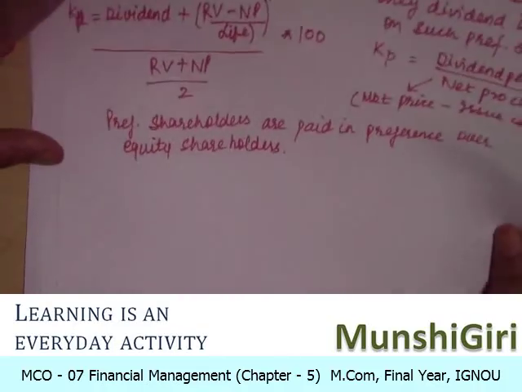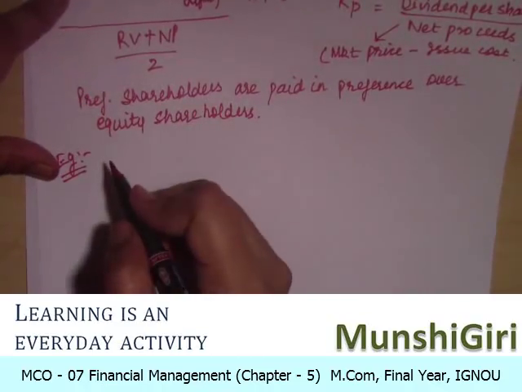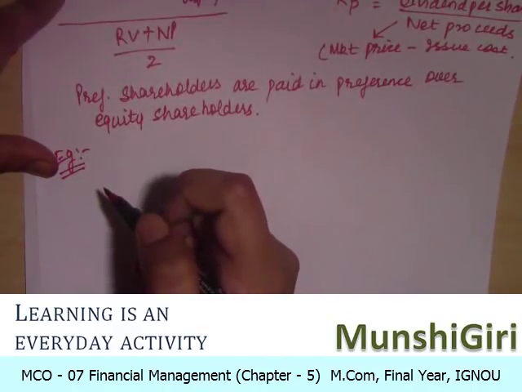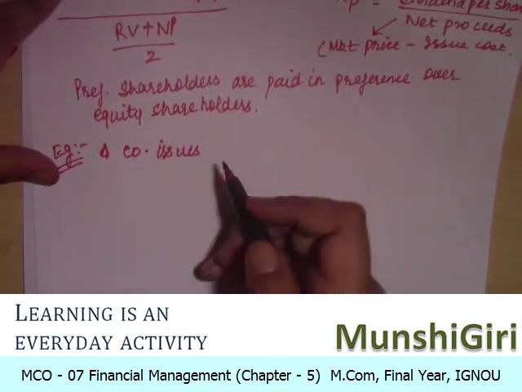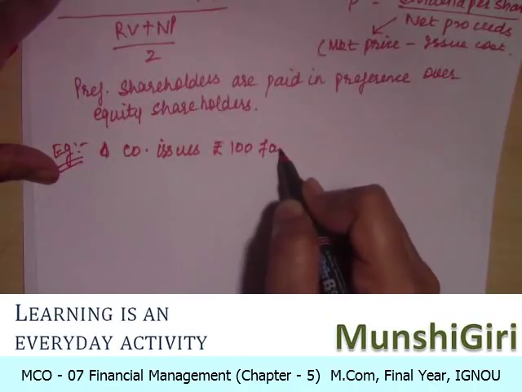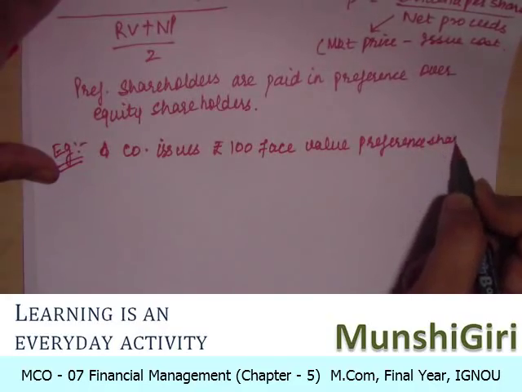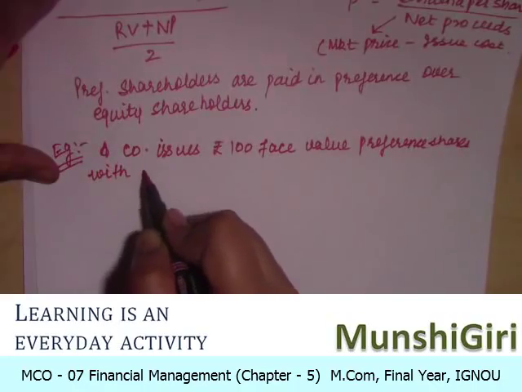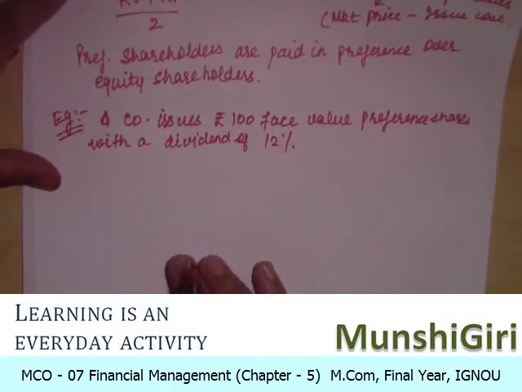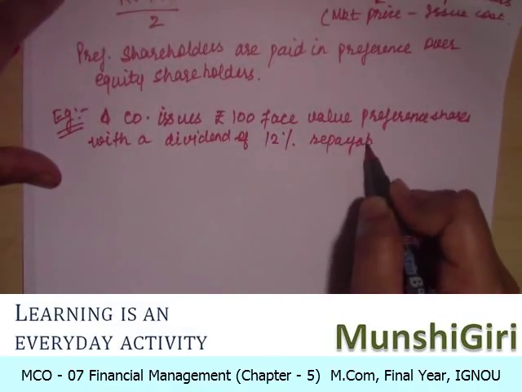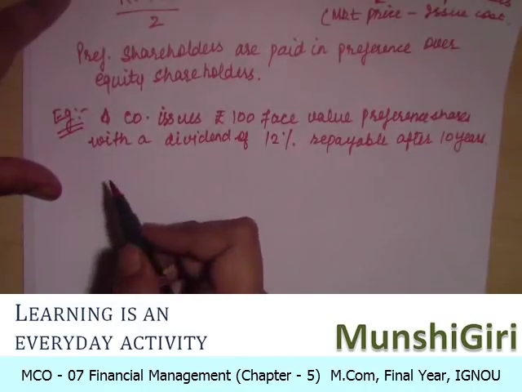Let's look at an example. The example is, a company issues rupees 100 face value preference shares with a dividend of 12%, repayable after 10 years. The net amount realized per share is rupees 92.